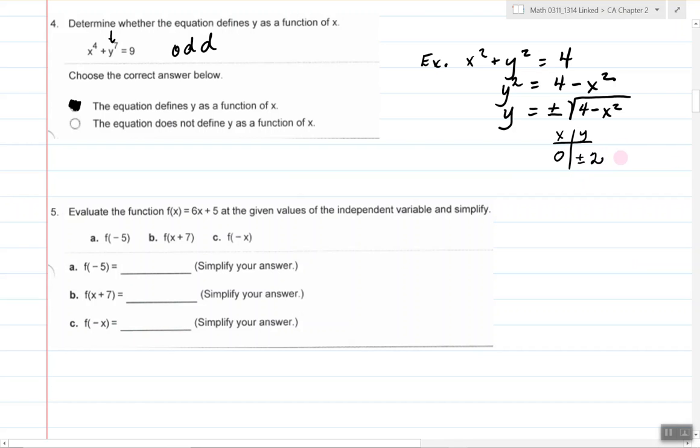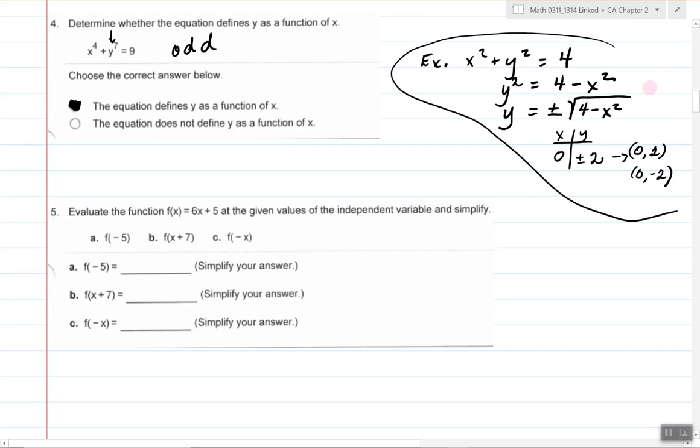And this means that you have the point (0, 2) and the point (0, -2). x does not have a unique y. So this example is not a function. And it has to do with this even exponent of y.